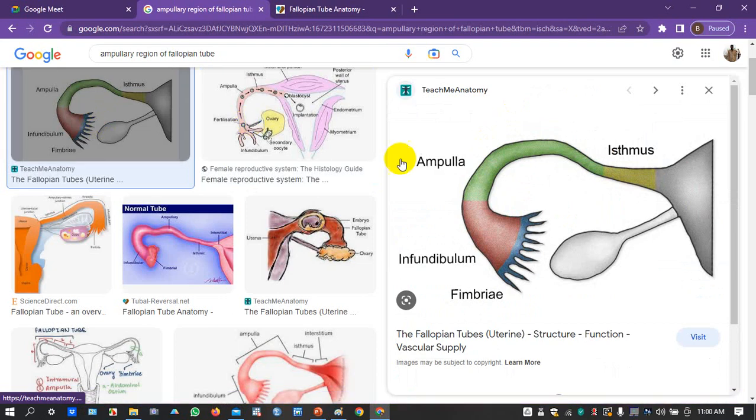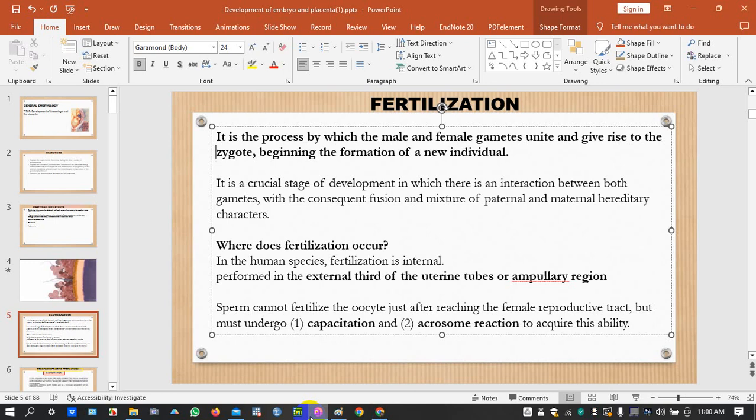So this is the ampullary region. This is the isthmus. The isthmus is closer to the uterus. So this is the infundibulum and the fimbriae. Okay, so let's go back. Where does fertilization occur? In the ampullar region.